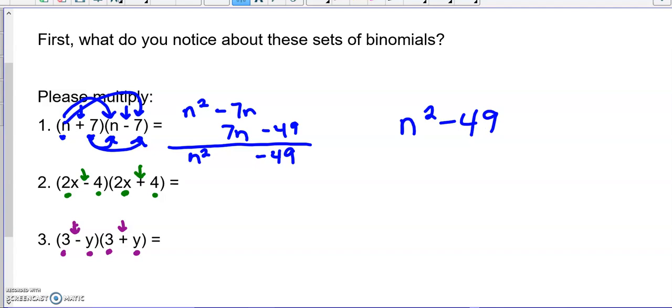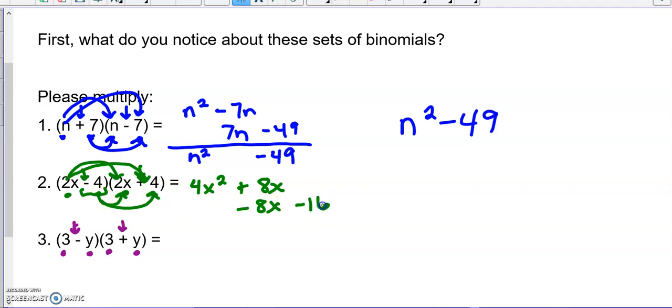I have 2x minus 4 and 2x plus 4. So I'm going to distribute my 2x. So 2x times 2x is 4x squared. 2x times 4 is going to be 8x. Now I'm going to distribute my negative 4 across that second binomial. So negative 4 times 2x is negative 8x. And negative 4 times positive 4 is negative 16.